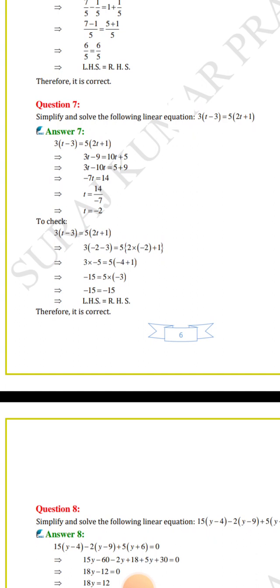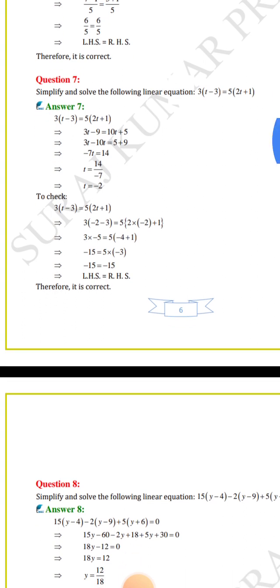Let's solve question number 7. Simplify and solve the following linear equation. 3(t minus 3) equals 5(2t plus 1). Then we can get 3(t minus 3) equals 5(2t minus 1). Then we can get 3t minus 9 equals 10t plus 5. Then we can get 3t minus 10t equals 5 plus 9. Then we can get minus 7t equals 14. Then t equals 14/minus 7. Then t equals minus 2.